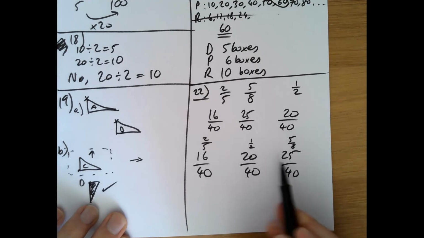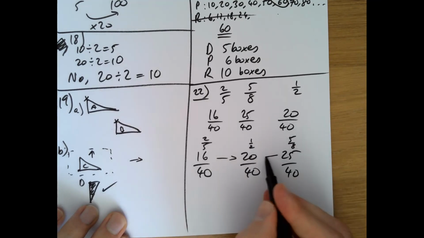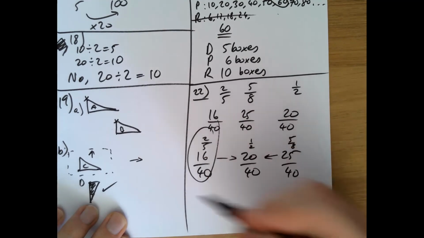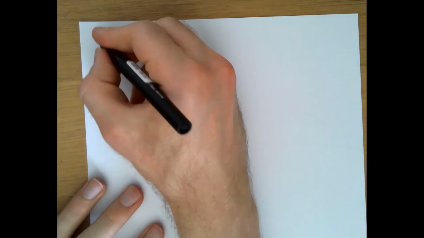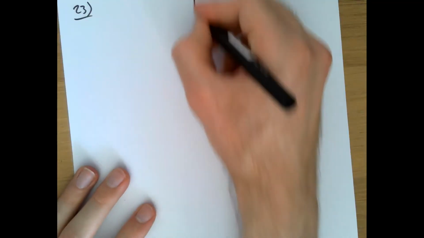Okay, so which one's closest? This one or this one? Well, that's 4 away, and that's 5 away. So this one must be closest. So 2/5 is your answer. How are we doing? So 23.